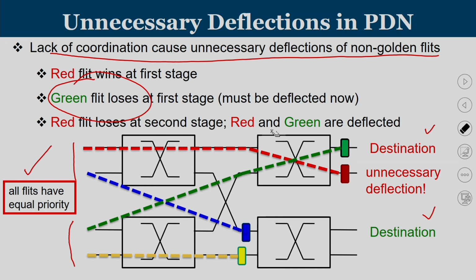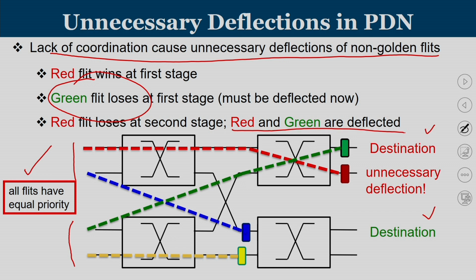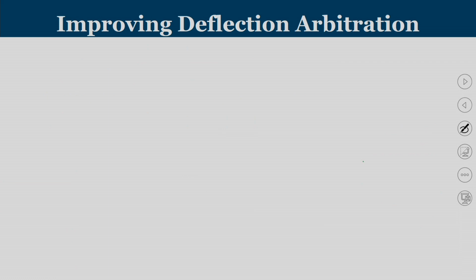So in this case, what happens? The green is already deflected and now the red is also getting deflected. And this is being quantified here as an unnecessary deflection, because had red got preference in the second stage also, red would have got its destination. Anyway, green is deflected. Now, how can you improve this kind of a scenario?